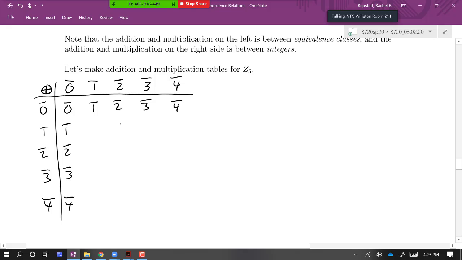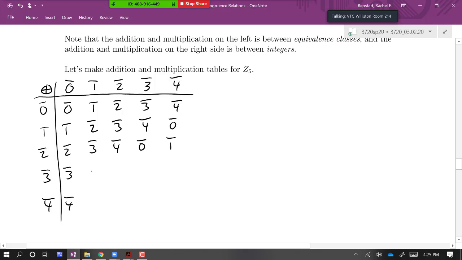Now across the second row, the 1 row, this will be 2, 3, 4. Now I get to the end. 1 plus 4 is 5. But what is 5 congruent to mod 5? 0. Yeah. Then we add 2 to everything. So we get 2, 3, 4. We get 5, which is 0. And then 6, which is 1.